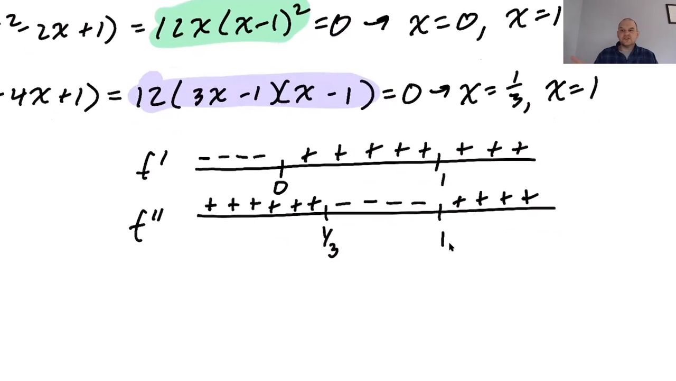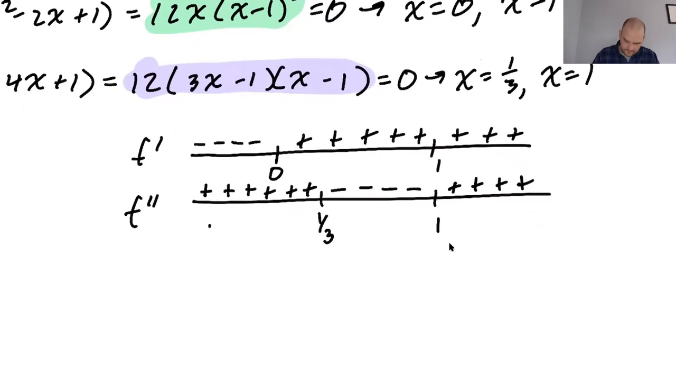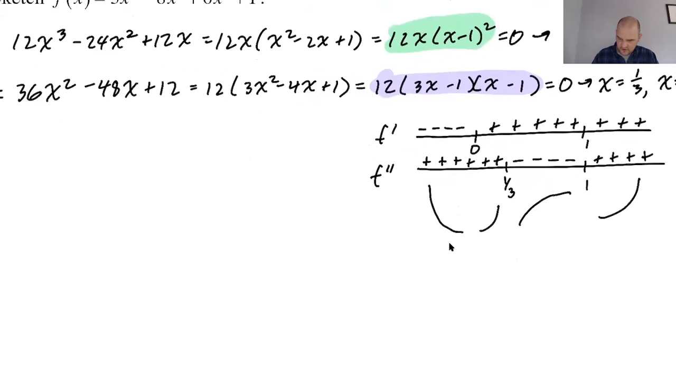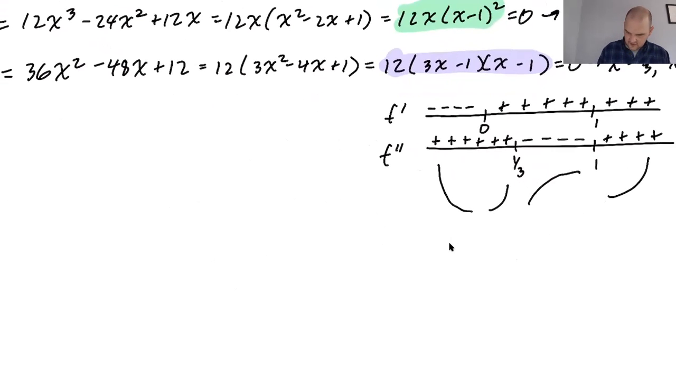All right, so what does this look like generally? I have decreasing concave up, which looks like this. I have increasing concave up. I have increasing concave down. I have increasing concave up. Okay, so I think that my function, when I put all of that together, is going to look like this. Lost it. Oh man.